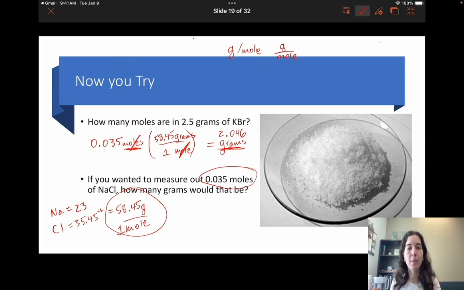We use this in the lab a lot because we need to obviously measure out certain quantities of chemicals, and we use our molar masses a lot to calculate what we need to measure.